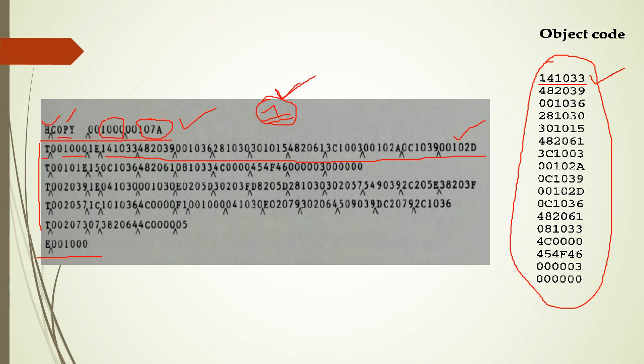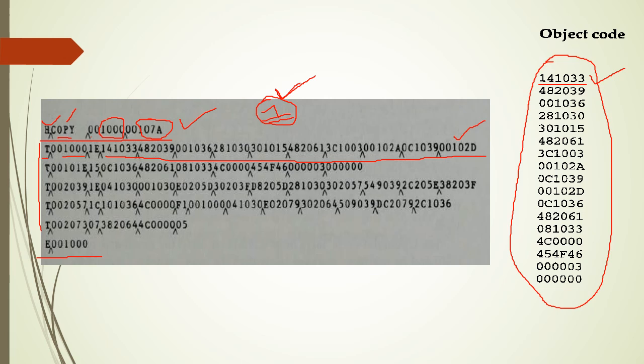The equivalent hexadecimal value of 30 is 1E, that is the length of the object code. So how many instructions are present in this single line? Total 10 instructions. The length of each instruction is 3 bytes. 3 into 10, 30 bytes. 30 is a decimal value. If we convert the value 30 to hexadecimal, it becomes 1E. So 1E is the length of the object code of this particular line.